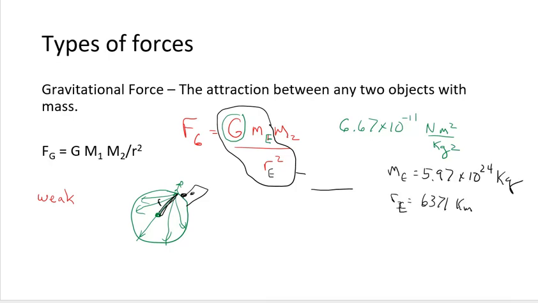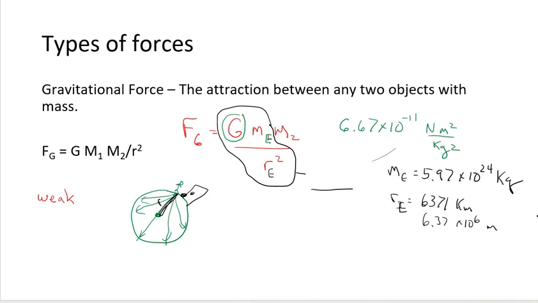Okay, so a quick Google search tells me that the mass of the Earth is 5.97 times 10 to the 24 kilograms, and the radius is 6,371 kilometers, which means we have to convert that to meters. So that's going to be 6.37 times 10 to the 6th meters.